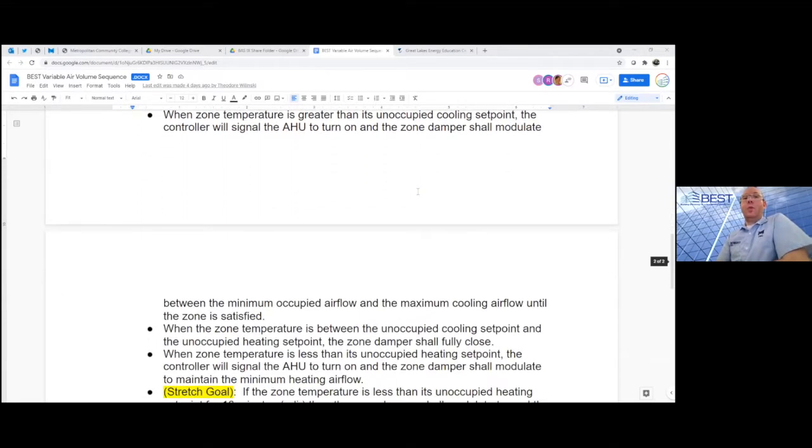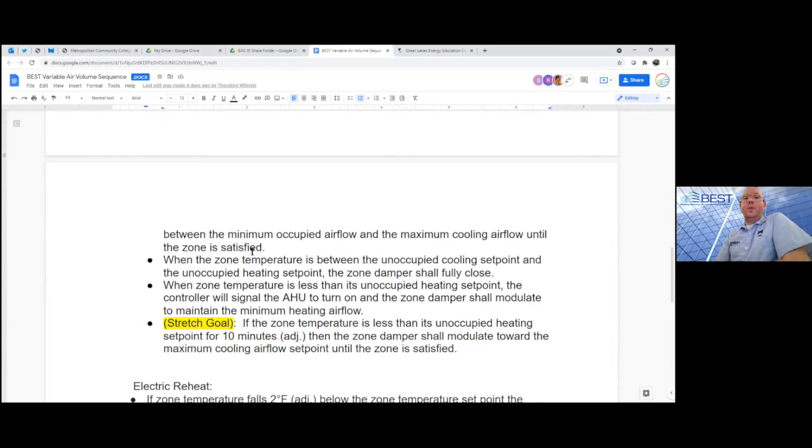Unoccupied mode works almost exactly the same as occupied mode. During a cooling call, we're going to modulate open towards our maximum airflow set point and tell the air handler that it needs to turn on and provide us airflow. Obviously, we're also working with a greater deadband range there.